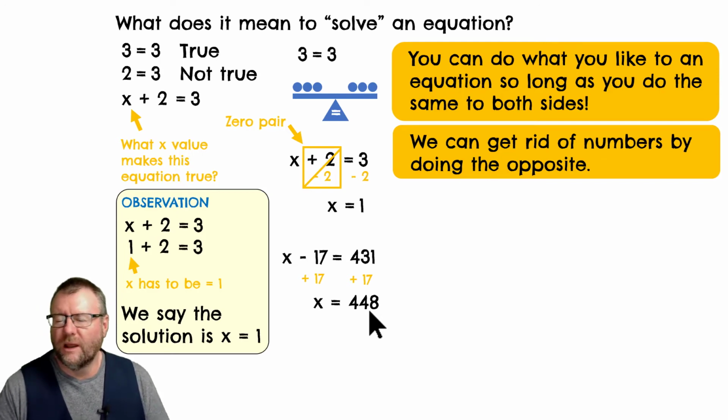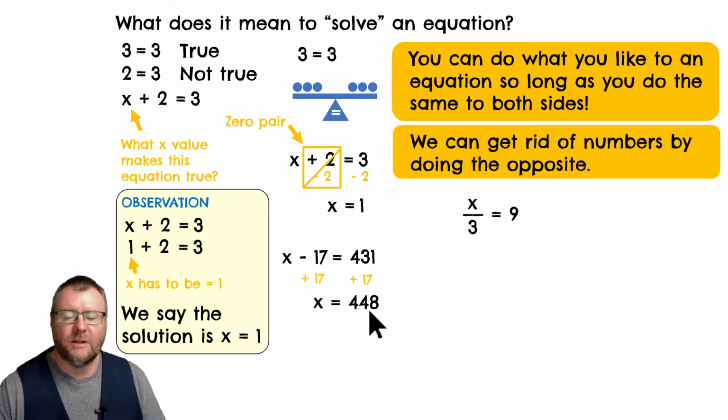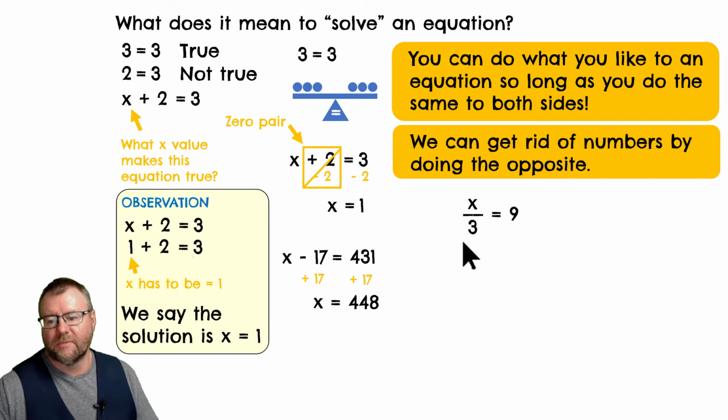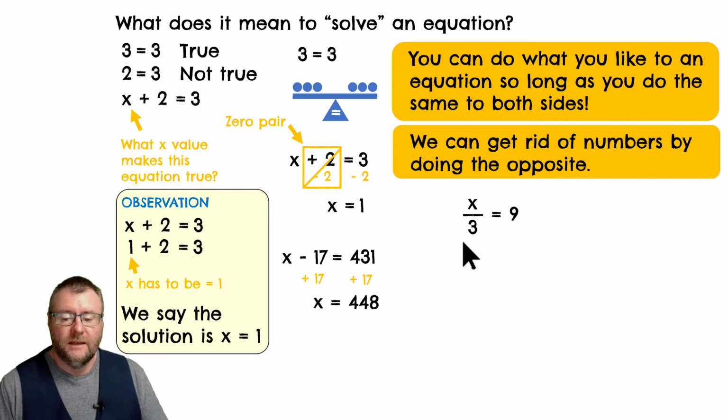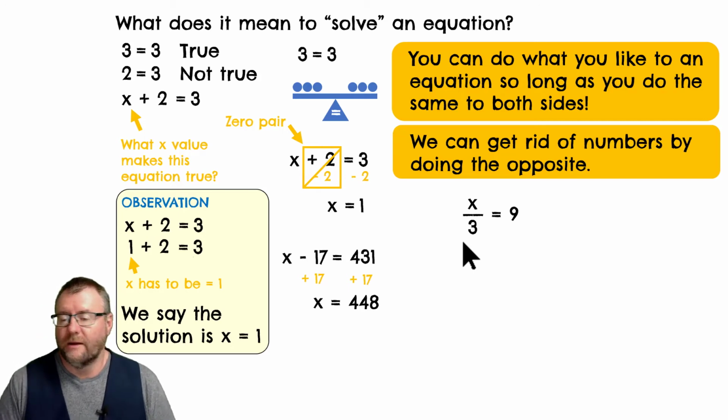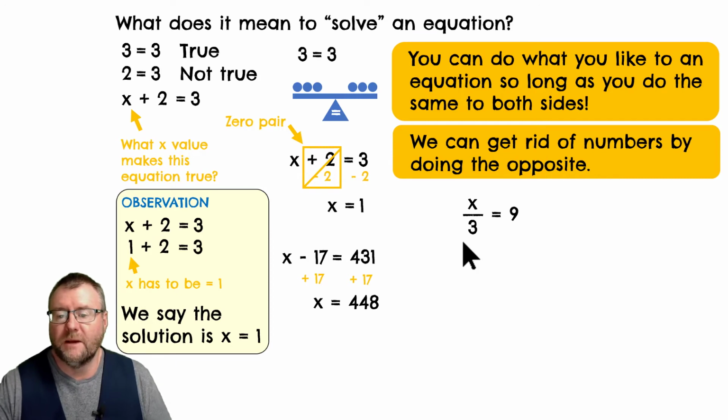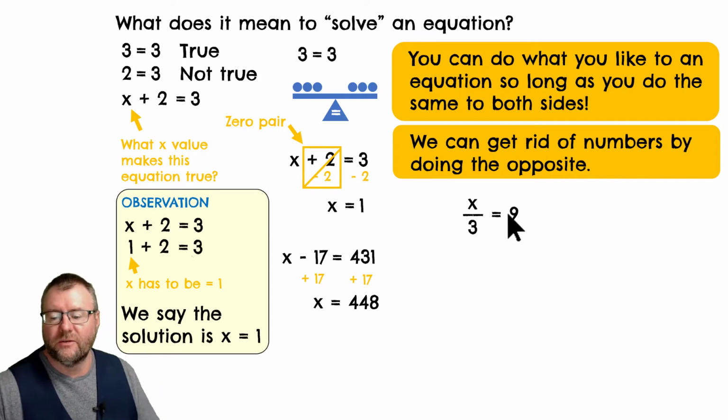Well, that's great for pluses and minuses, but what about if we're doing times and divide? Now, hopefully you remember that those two operations, timesing, multiplying, and dividing, are opposites. So that's going to come in real handy. Here's an equation. X over 3 equals 9. Now remember, fraction just means divide. So basically what's happening here is x divided by 3 equals 9.